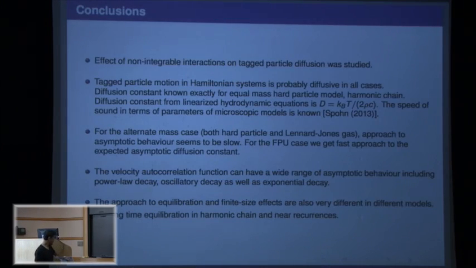Okay, so let me just conclude. What I talked about is the effect of non-integrable interactions on tracer particle diffusion. It seems that in Hamiltonian systems, in all cases, you do have diffusive motion. Unlike stochastic systems where the tracer particle motion is subdiffusive, in this case it's always diffusive, and the diffusion constant in all cases seems to be accurately given by this quantity.